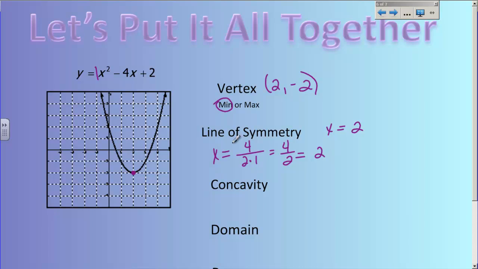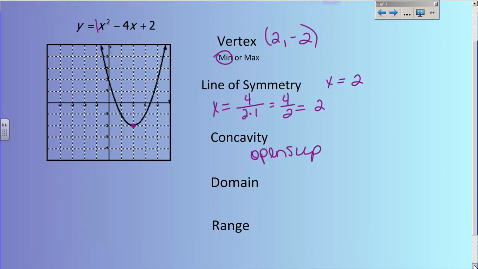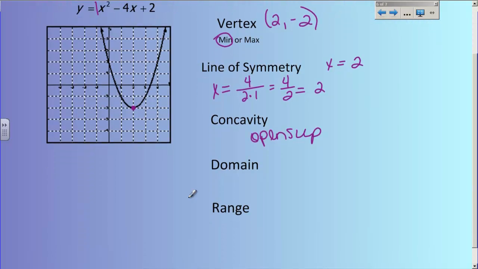Now the concavity, this opens up, so we say that it is concave up. And then it asks for the domain and the range. Well, the domain goes from -infinity to +infinity, and my range starts down here at -2 and goes up forever. So it's from -2 to infinity, or I can say y is everything bigger than -2.